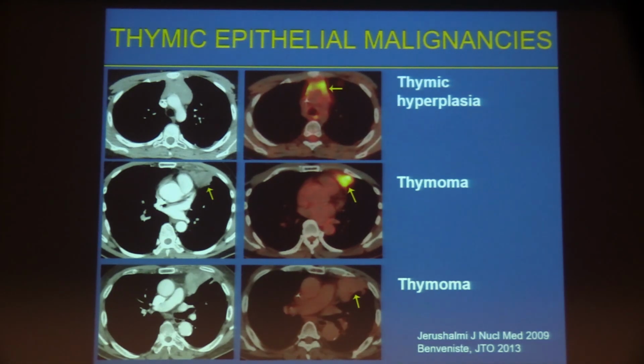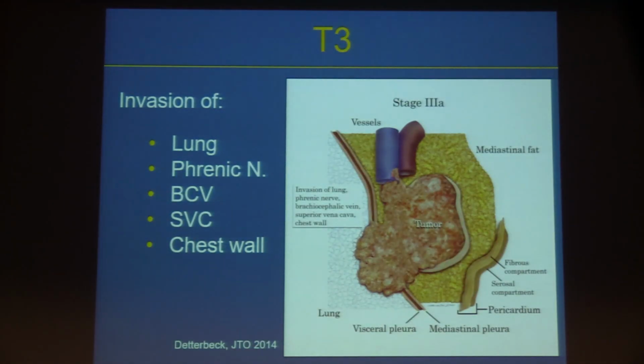I will tell you that the aggressive forms, thymic carcinoma, do have a lot of FDG activity in them. But the problem is that thymic hyperplasia, the benign condition which we should make the diagnosis on, can have FDG activity, described even up to 7.3. So just the lack of FDG activity or the presence of FDG activity will not always differentiate benign from malignant disease when dealing with an anterior mediastinal mass.